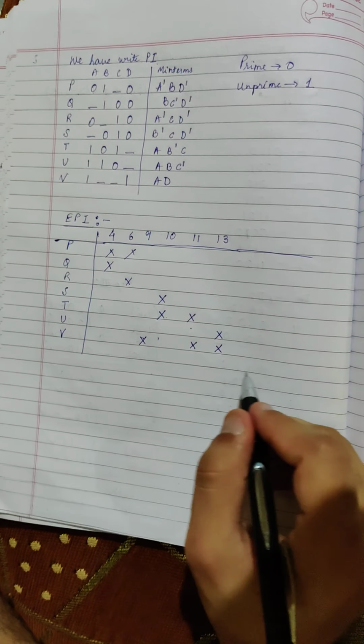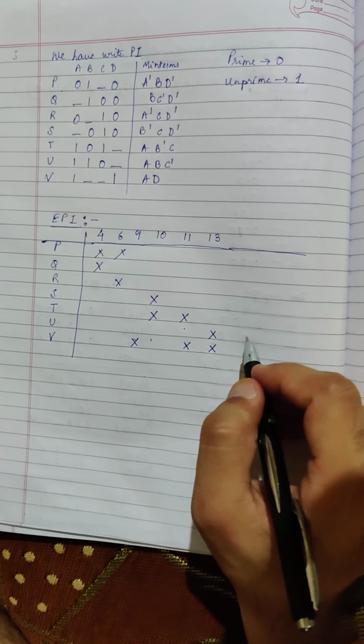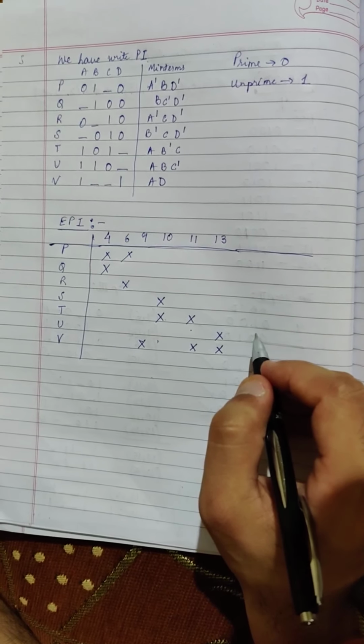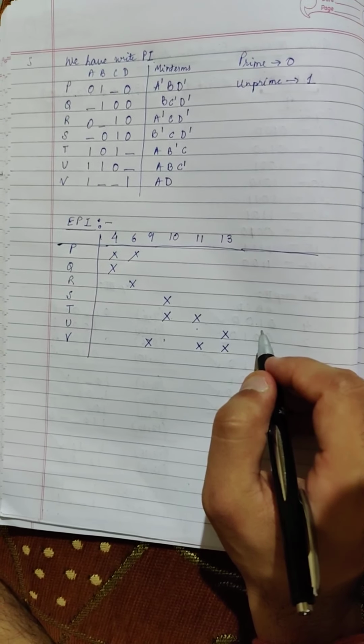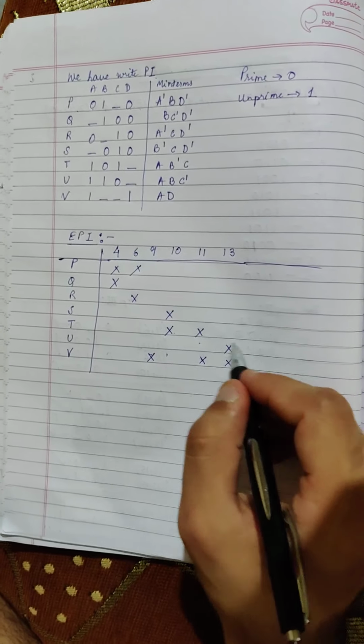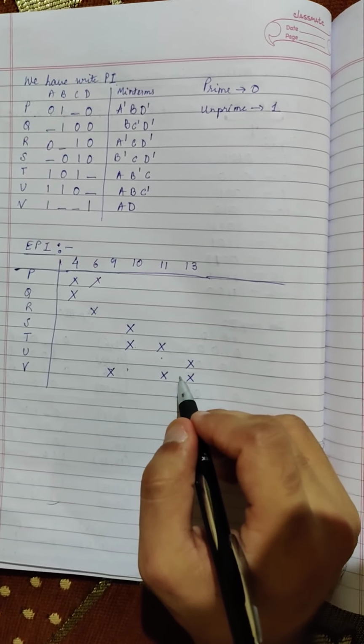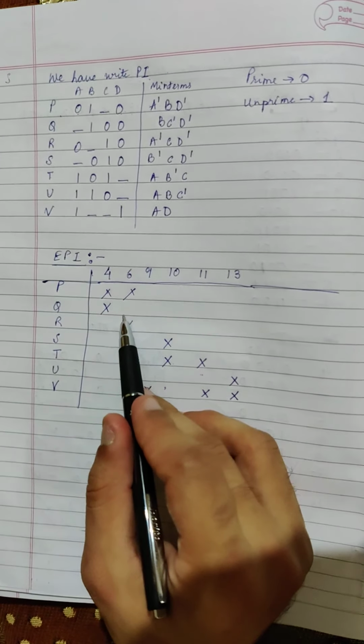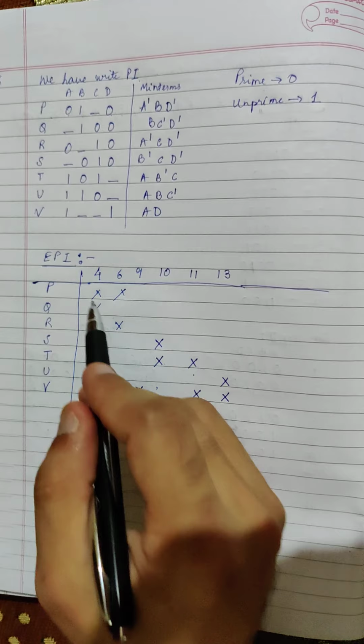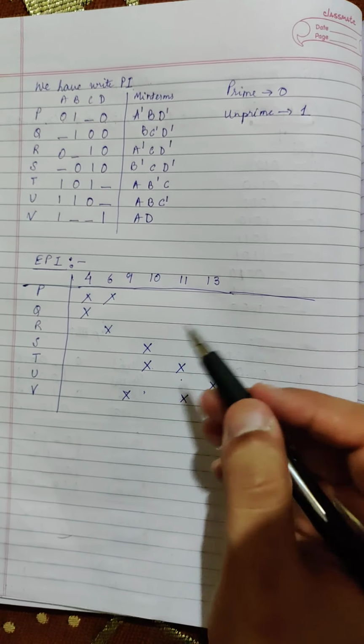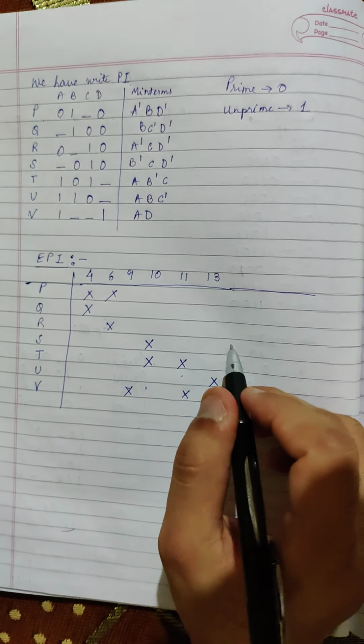So we have made this table. So now we need to make a cross at all these places. So we have made crosses also. Now we see that Q is formed by 4 and 12. So we cross at 4, and we don't have 12 here, so we leave it because it is not there.